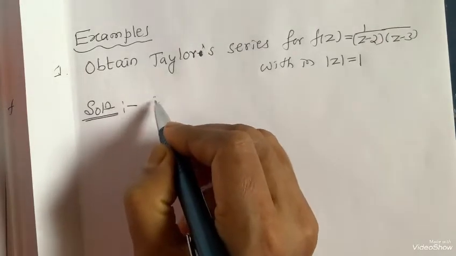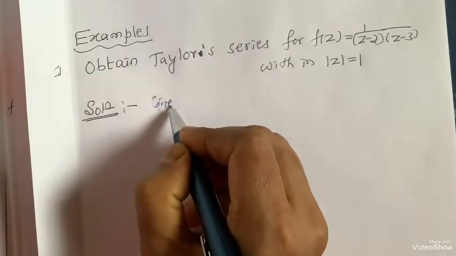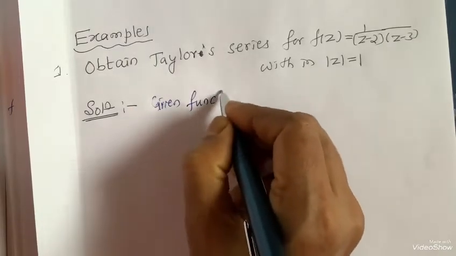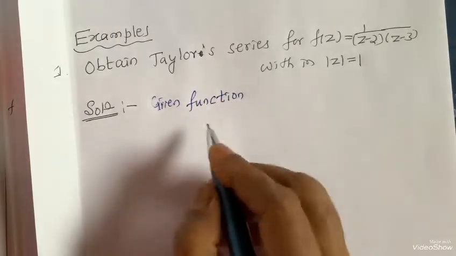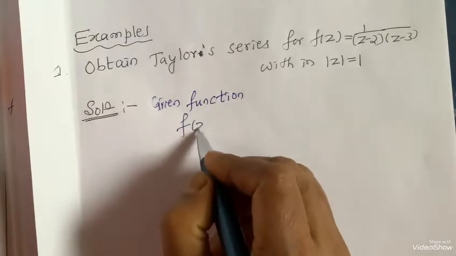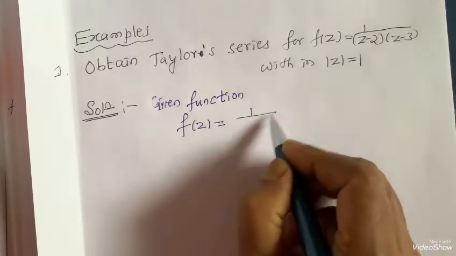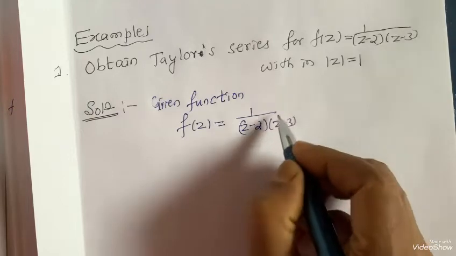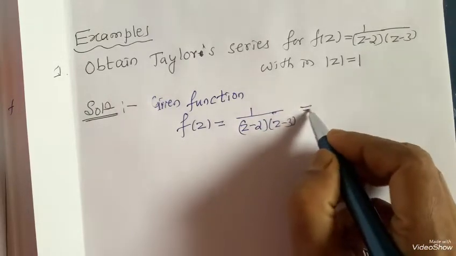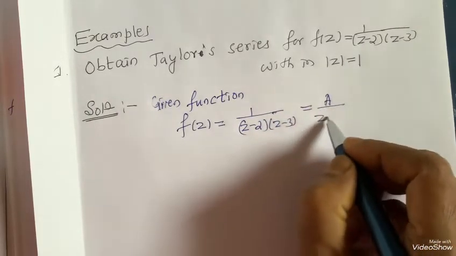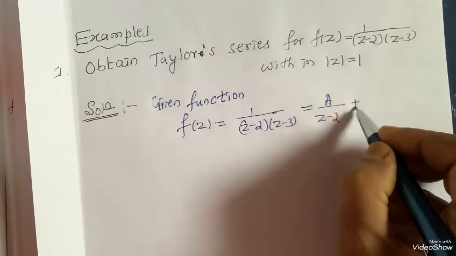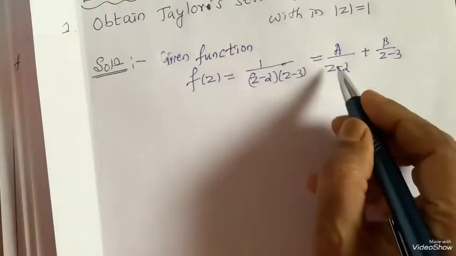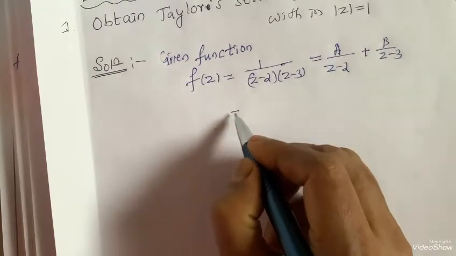So now you have to write the given function f of z equal to 1 upon (z minus 2) into (z minus 3). You have to write it using partial fractions as A by (z minus 2) plus B by (z minus 3). So find the values of A and B. Already I told the procedure also.